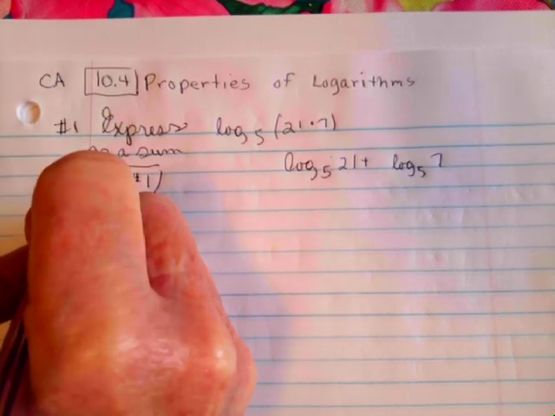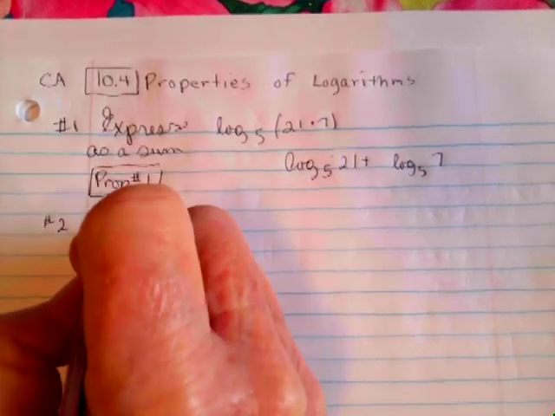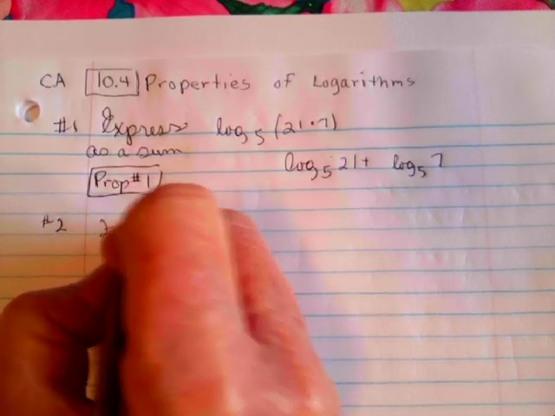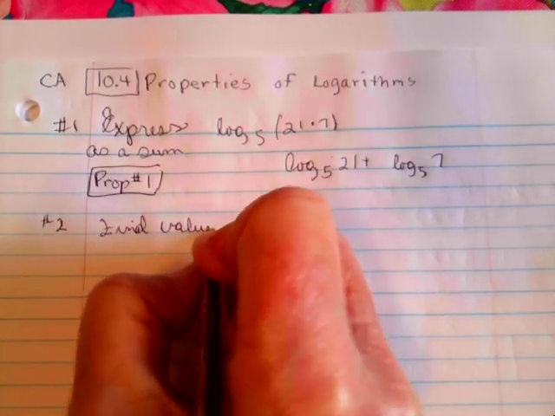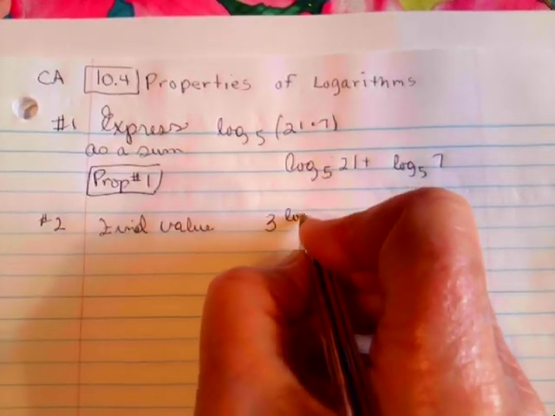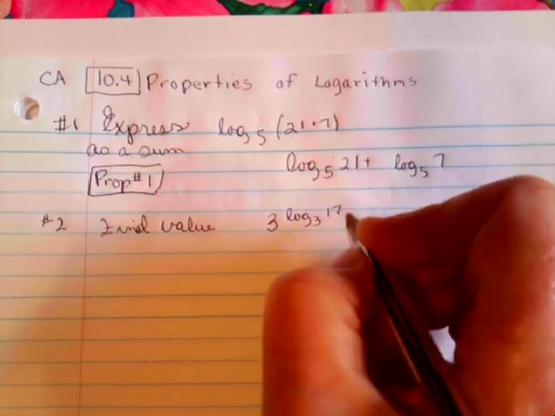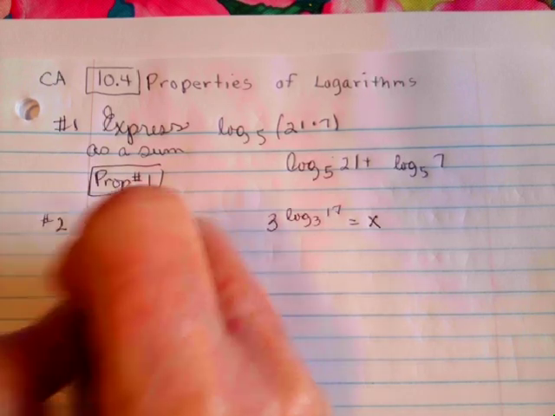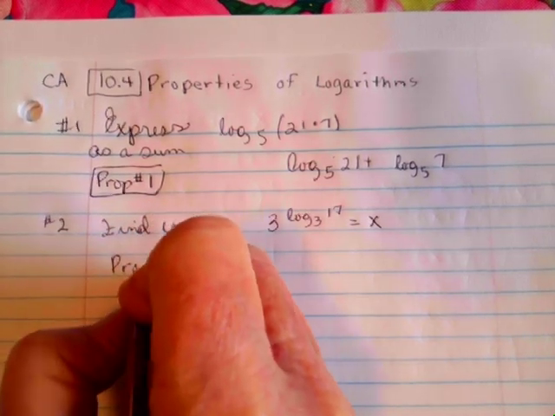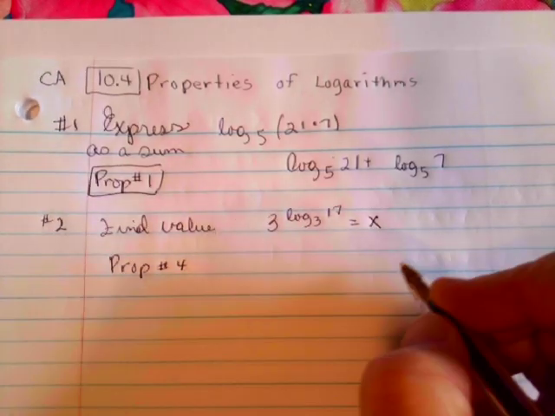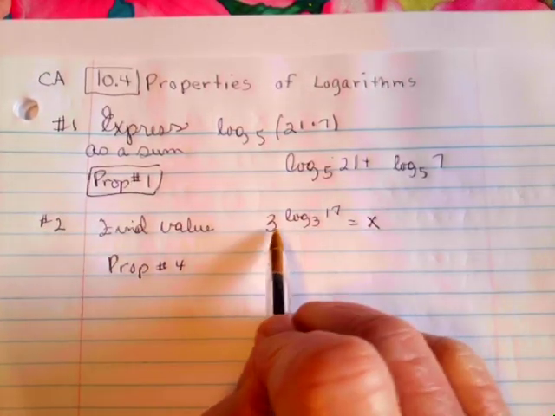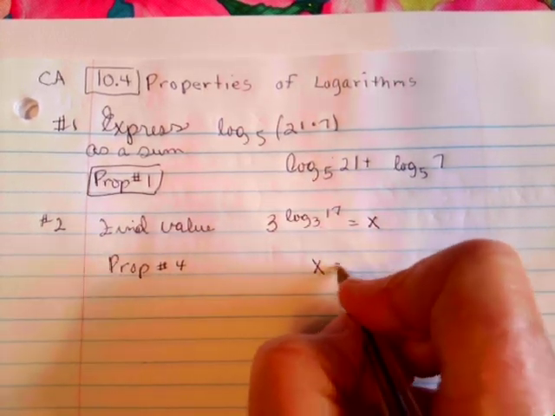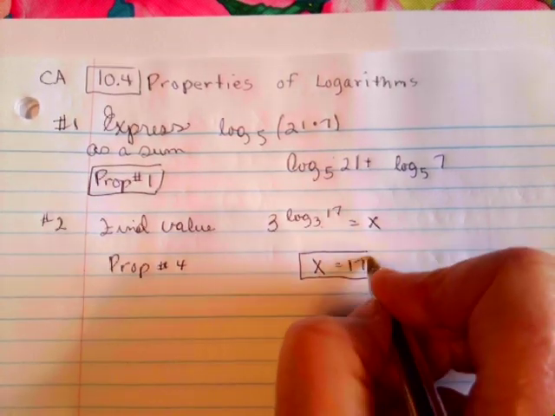Homework number 2. Find the exact value of 3 to the log 3 of 17. It'd be like we're putting an x right here. Well, from property number 4, that tells me that because this and this are the same, this number and this number will be the same, therefore x equals 17.